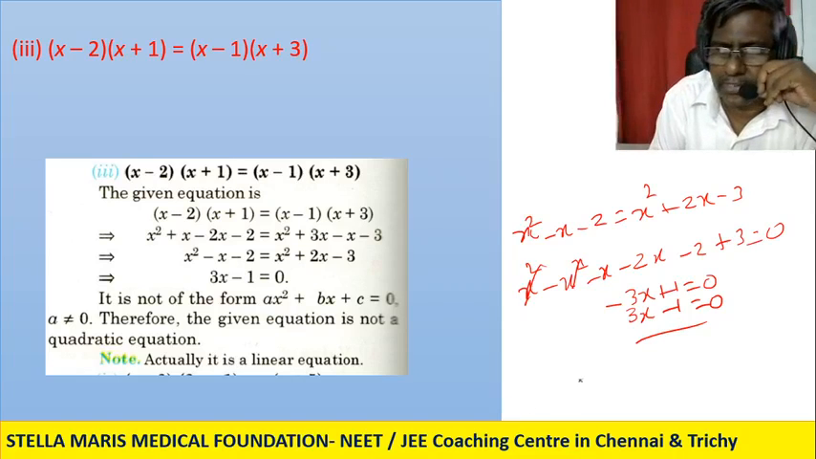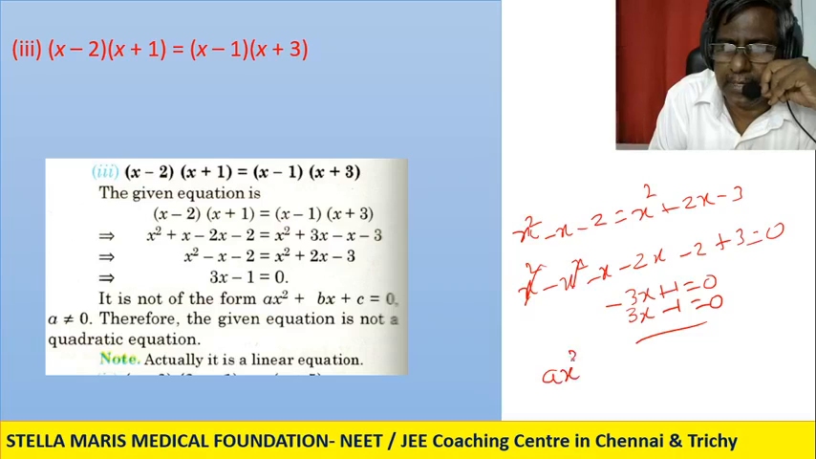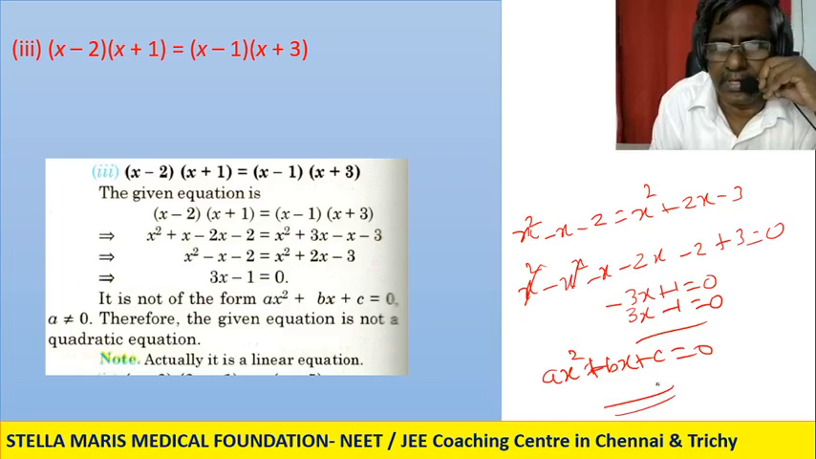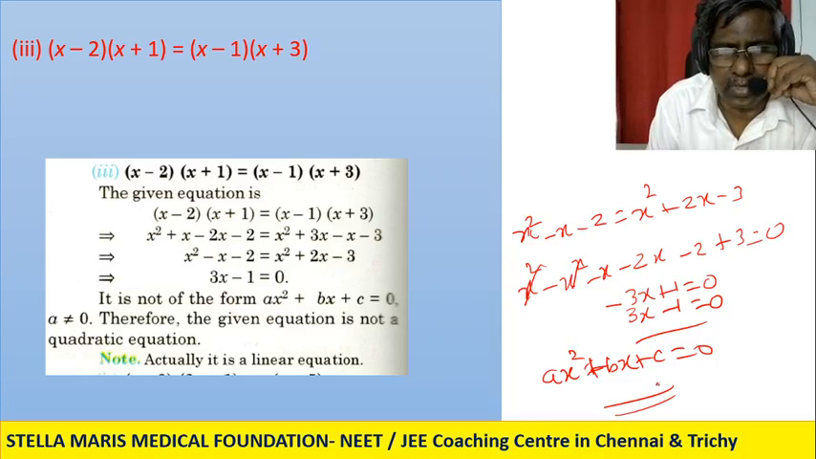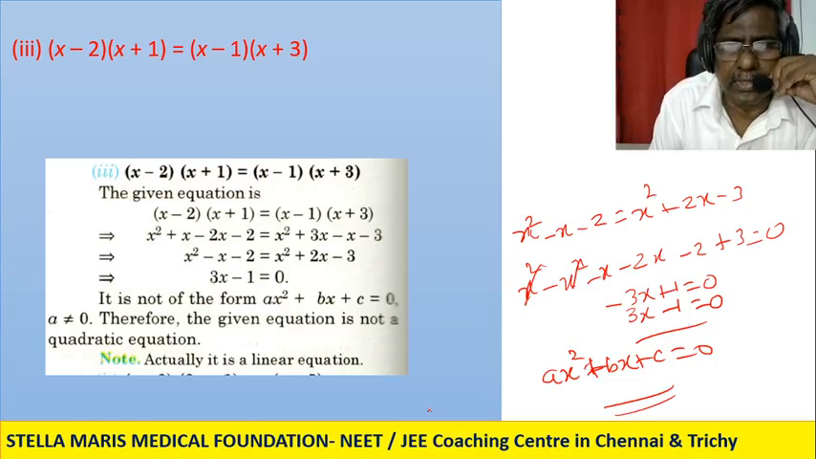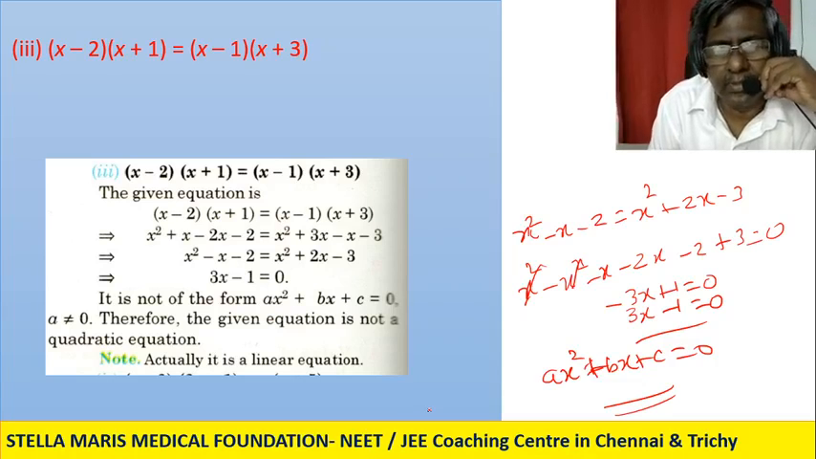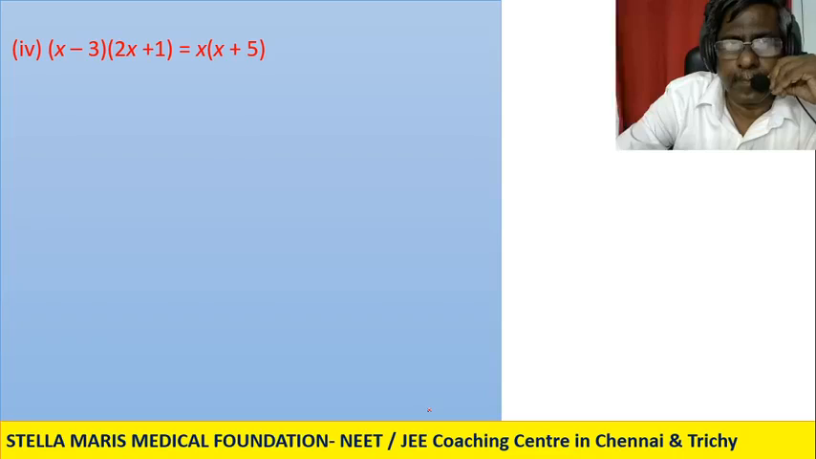So what is the quadratic equation form? It will be ax square plus bx plus c is equal to 0. This is a quadratic equation. Therefore this given equation is not a quadratic equation. Actually you can call it a linear equation. Good. Now let us go to the next one.